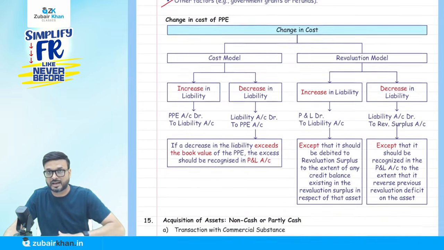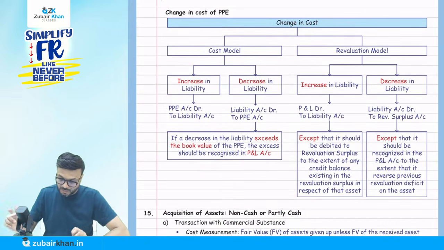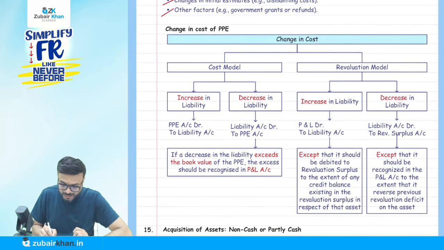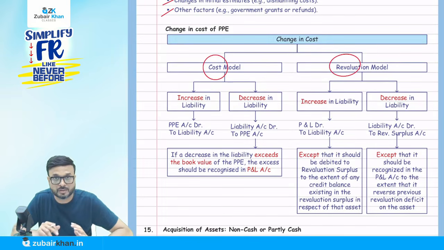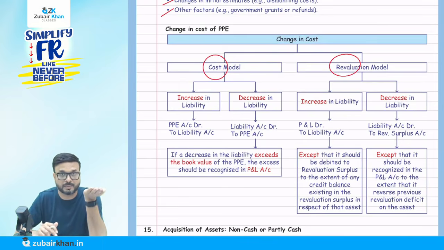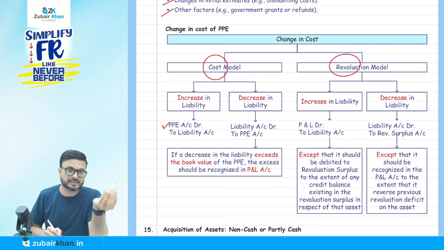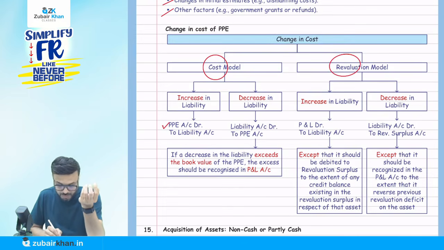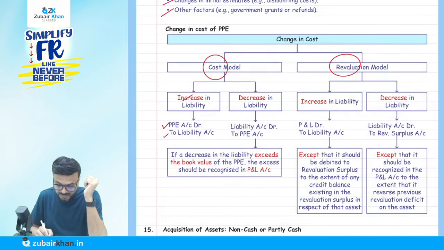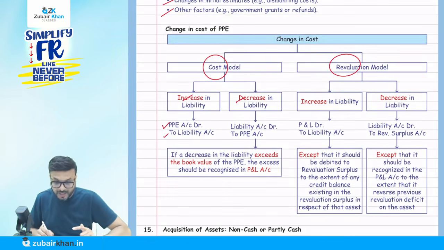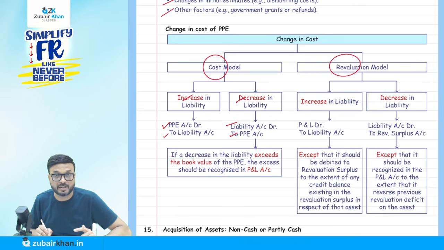Now see this chart. Listen carefully. They say that we might follow the cost model or the revaluation model. So what is the treatment when we follow the cost model? If there is an increase in liability because of the change in cost, the PPE account will be debited; basics of accounting, an increase in liability should be credited. A decrease in liability should be debited. So the liability account will be debited and the PPE account will be credited, but there is an exception.